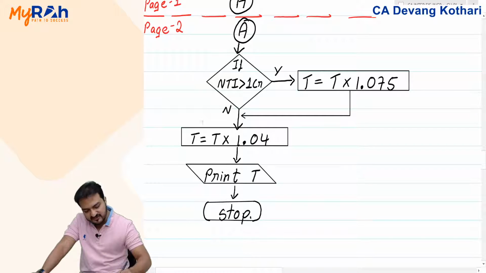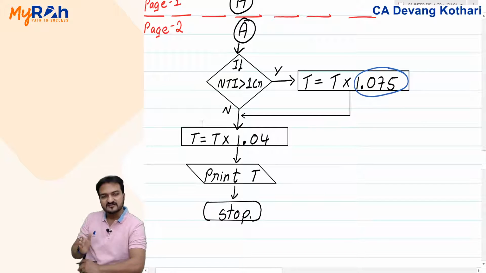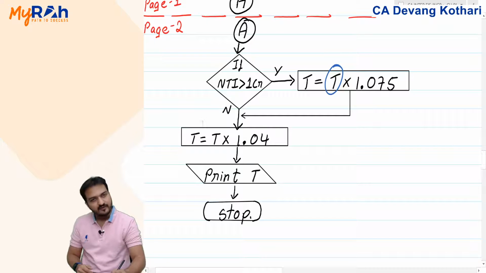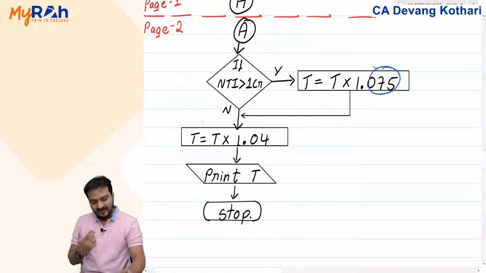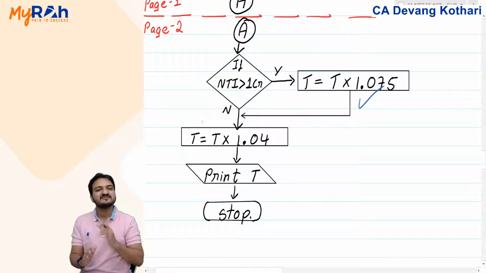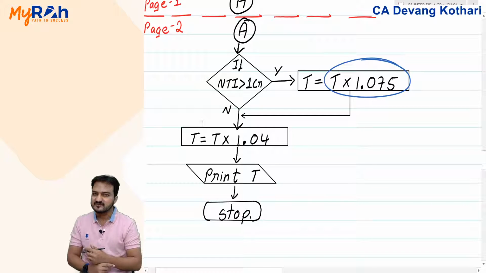How do I add surcharge? Tax equals to tax into 1.075. What does this 1.075 indicate? Well, this indicates that your tax amount is increased by 7.5%. So my tax value increased 7.5% gives me the new tax value, and that new tax value is saved in the same location T. When I multiply 1.075, the amount increases by 7.5%. That is not IT, that is mathematics. I hope you understand basic 10th standard mathematics like that.